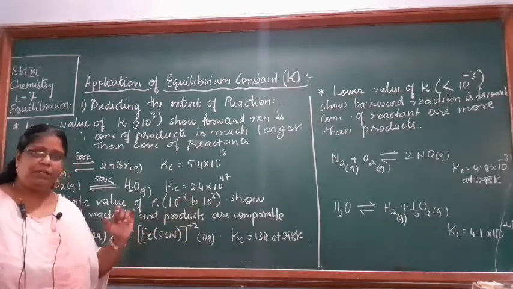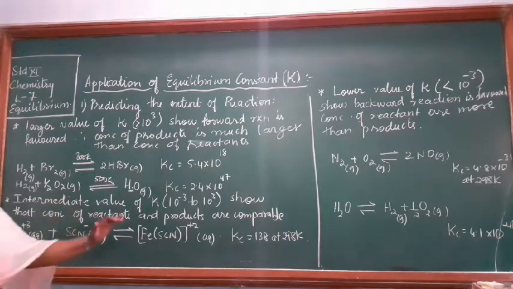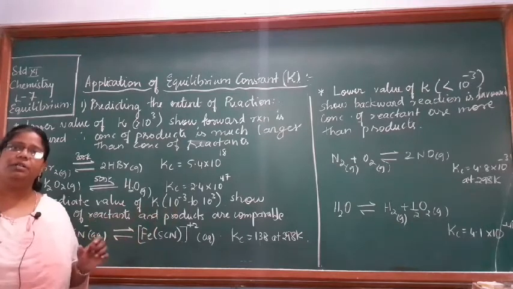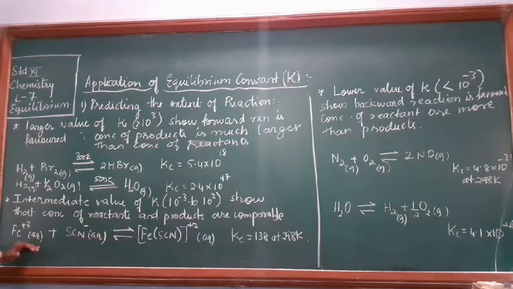to 10 power 3. This shows that the reaction is at equilibrium, and the amount of reactants and products are in a comparable concentration, that is both will be almost equal. Okay.